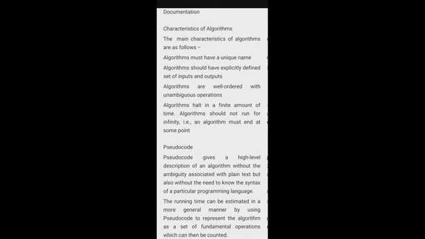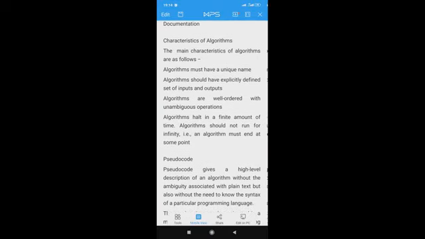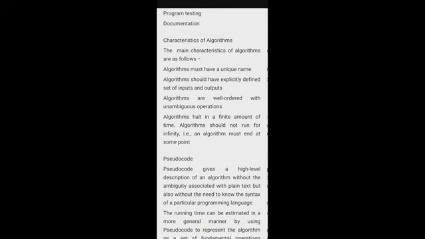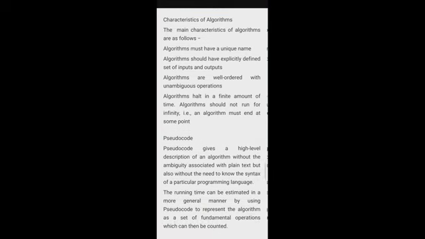Then from there, we want to talk about what is called pseudocode. Pseudocode gives a high-level description of an algorithm without the ambiguity associated with plain text, but also without the need to write the syntax of a particular programming language.